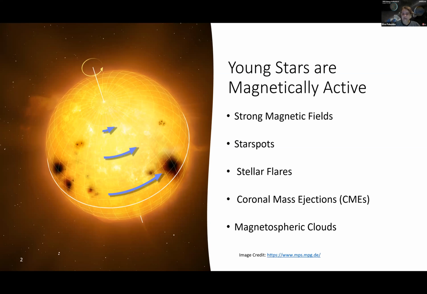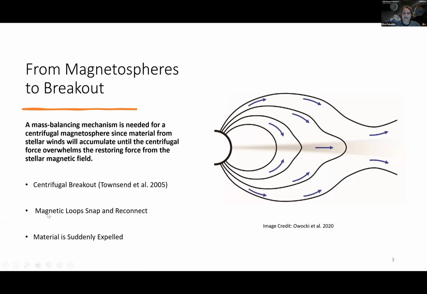Now, magnetospheric clouds are made up of ionized material, which is why the star's magnetic field lines can keep them constrained to the centrifugal magnetosphere. The thing about magnetospheric clouds is that they can't keep on growing forever. And I say that because at a certain point, they will reach a critical mass where they're so heavy that the star's magnetic field lines can no longer constrain them.